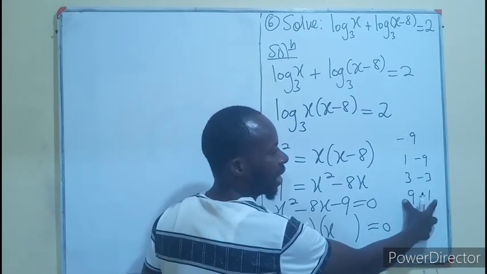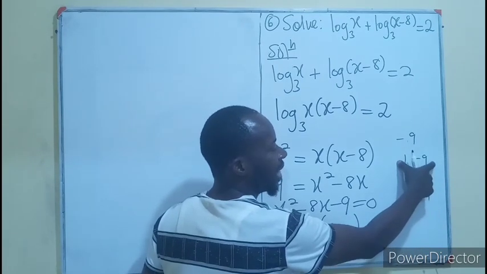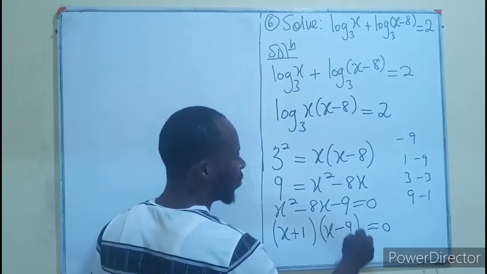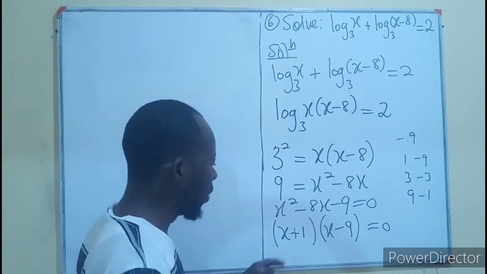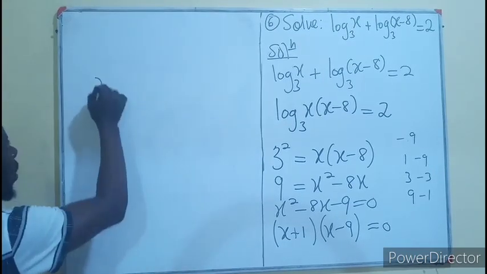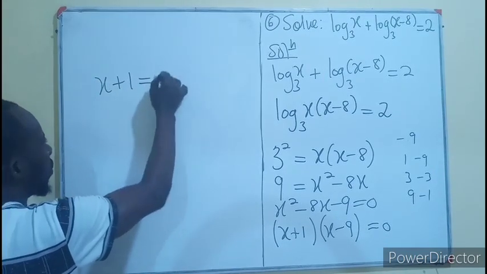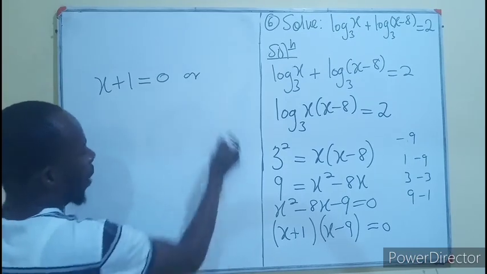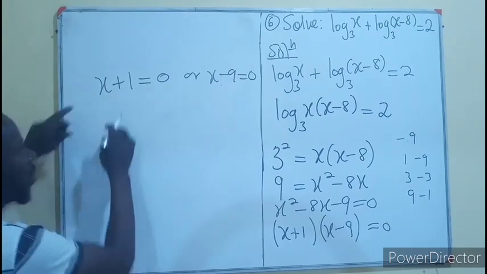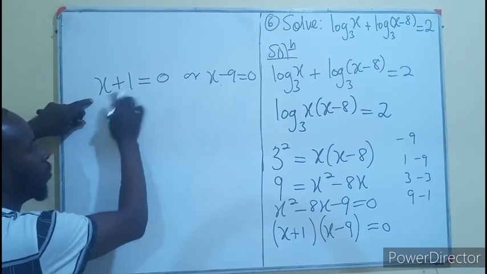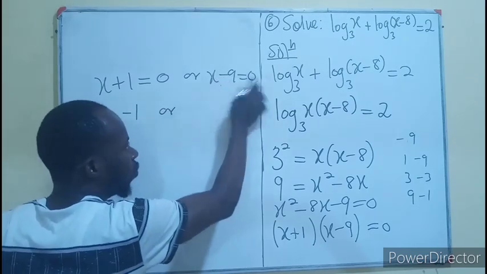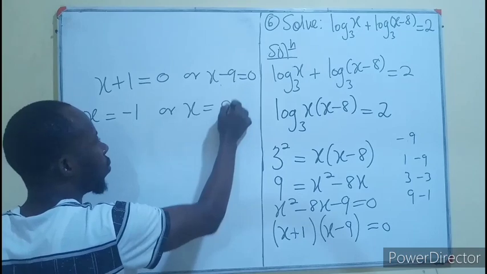So I'll be using the factors positive 1 and negative 9, which add to negative 8. So what will I do? The first bracket equals 0 or the second equals 0. So x plus 1 equals 0, or x minus 9 also equals 0. Right here, we subtract 1 from both sides, so x will be equal to negative 1. We add 9 to both sides, x equals 9.